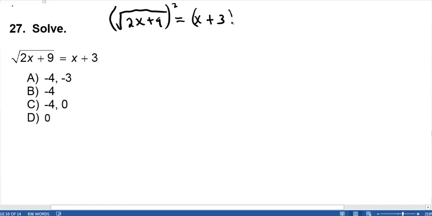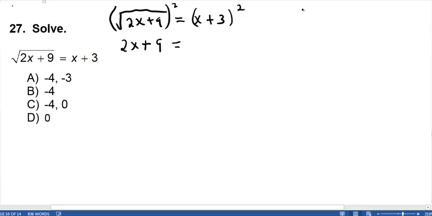So notice I put parentheses around the x plus 3. When you square the left-hand side, the square root of 2x plus 9 squared just eliminates the radical sign, leaving us with 2x plus 9. Now on the right-hand side, since we have a binomial that we're squaring, we need to expand this. Do this by the FOIL method or just the distributive property.